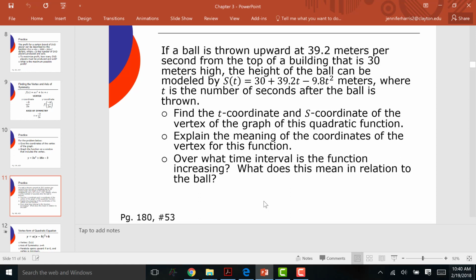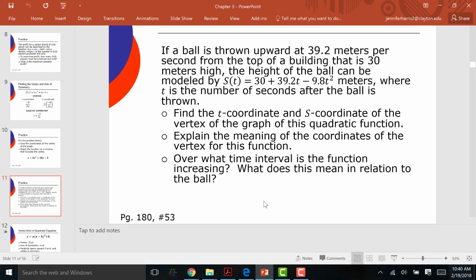Got it? Yes. Did you have to adjust your X and Y axis? Yes. You did? Okay. Because you may have left it like it was in the previous problem that we worked on. So can you tell me what the X and the Y coordinate are, or what the T and the S coordinate of the vertex is? T is 2 and S is 69.2. Okay. Did everybody get that? If you didn't get it, what's wrong? Change your window. Change your window.